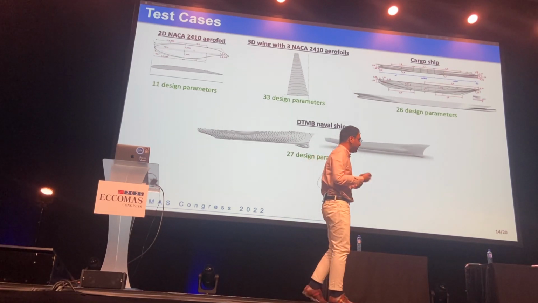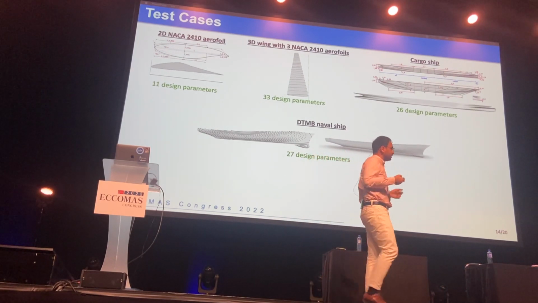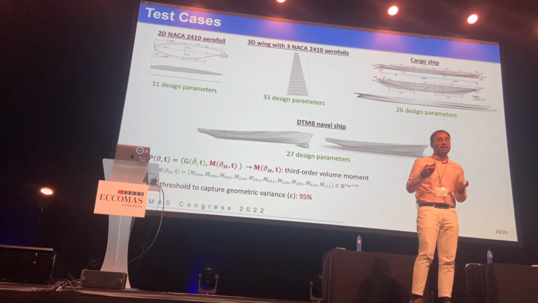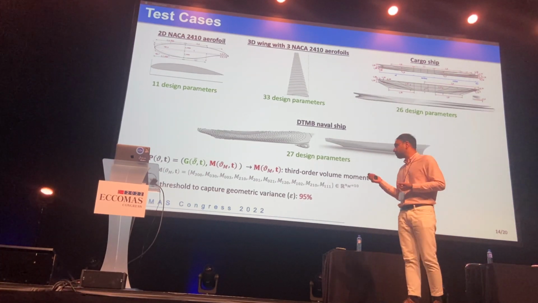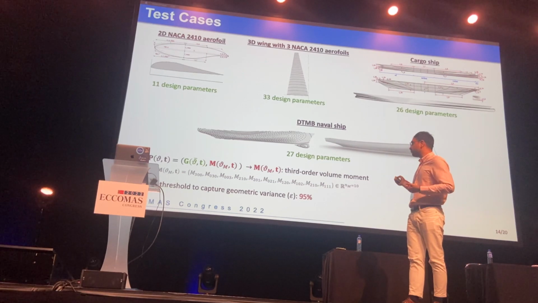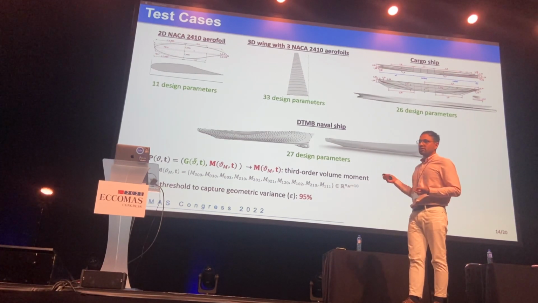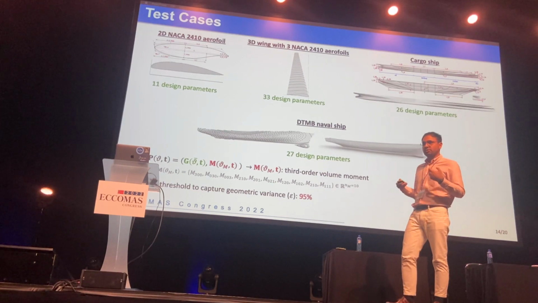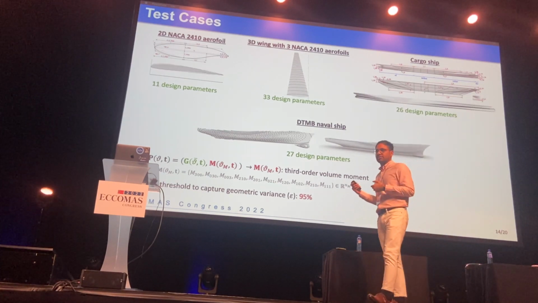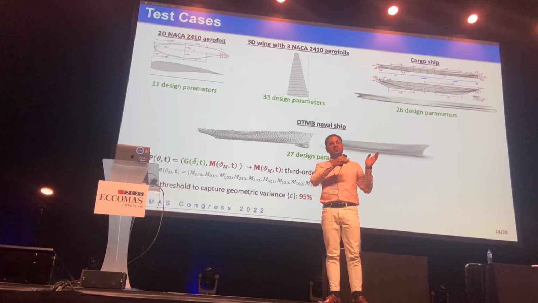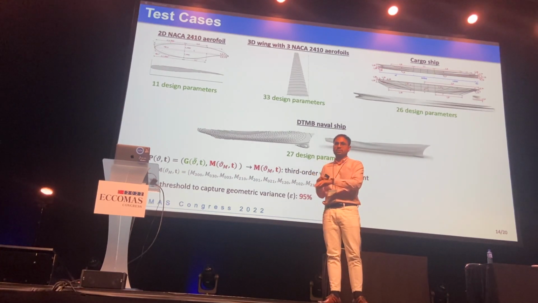So we have these four test cases. And then we have performed many experiments for different orders of moments. But in this presentation, I will just show the results only for the third order. And the criterion for how much geometric variance we want to capture in our subspace is 95%. So we are allowing 5% of error while converting from the higher to the lower dimensional design space.